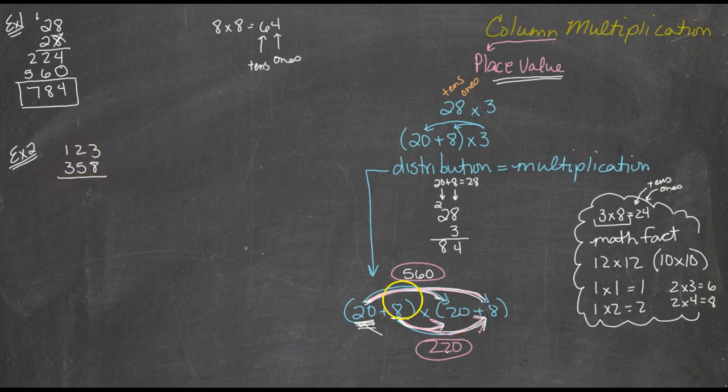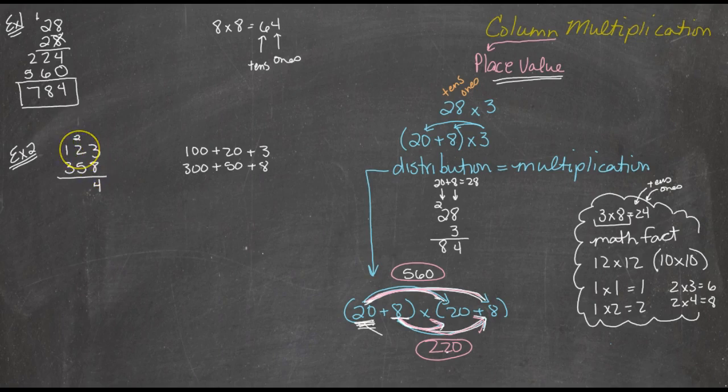Okay, so notice 3 digits times 3 digits. I'm not going to do a distribution or even really talk about that, but remember 123 is 100 plus 20 plus 3, and then 358 is 300 plus 50 plus 8, and we have to multiply each part of one number into each part of the other number. So let's just do it. 8 times 3 is 24. I'm going to write the 4, and I'm going to carry the 2.